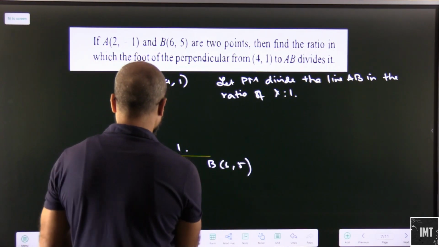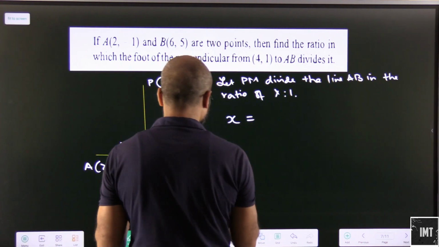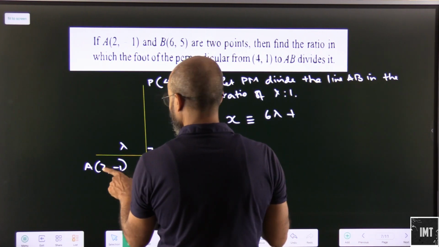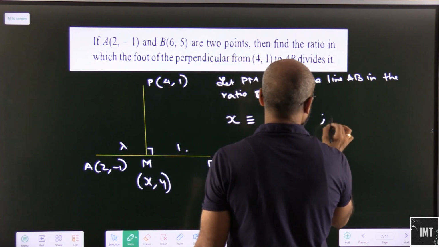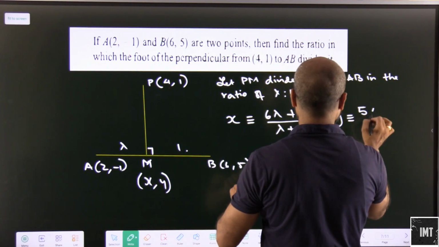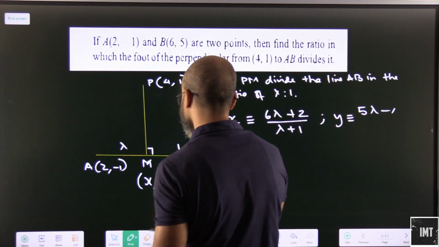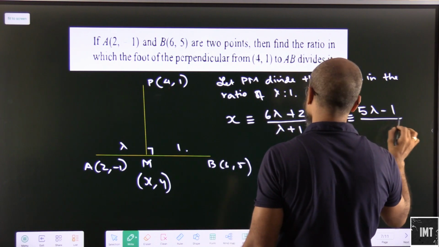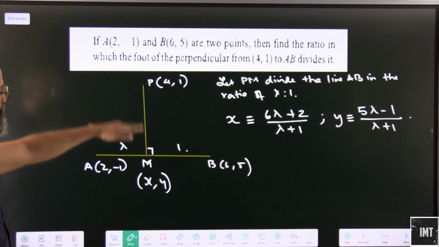So we know what the coordinates will be; let's say it is x and y. The coordinate of x will be equal to (6 lambda plus 2) upon (lambda plus 1). Y is equal to (5 lambda minus 1) upon (lambda plus 1). Okay, so these are basically the coordinates.